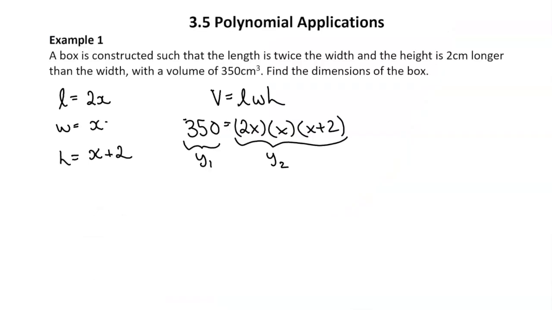We could do a quick test: what would happen if x equaled 5? You would have a length of 2 times 5, a length of 10 centimeters. You'd have a width of 5 centimeters, and a height of 5 plus 2, which is 7 centimeters. 5 times 7 is 35, and 35 times 10 is 350. That quickly confirms that when x is 5, those dimensions are satisfied, and the dimensions would be 10 centimeters by 5 centimeters by 7 centimeters. That's a really quick way of solving this.